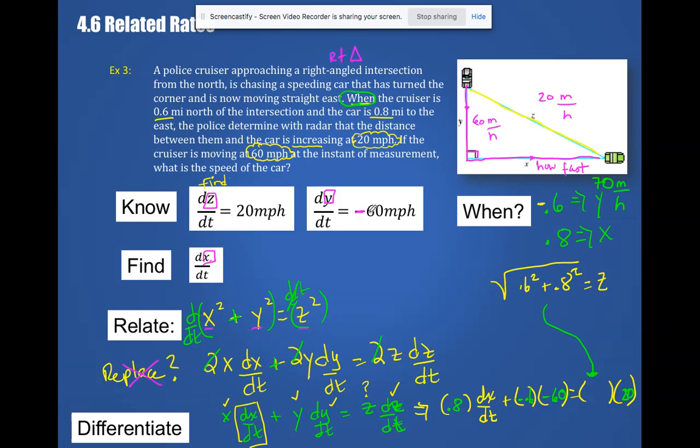So notice that so far we did a sphere problem with the soap bubble. I did a right triangle with the balloon rising. And now with these cop cars, I've done a right triangle where I needed Pythagoras.